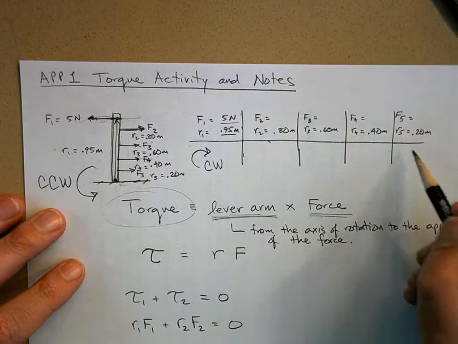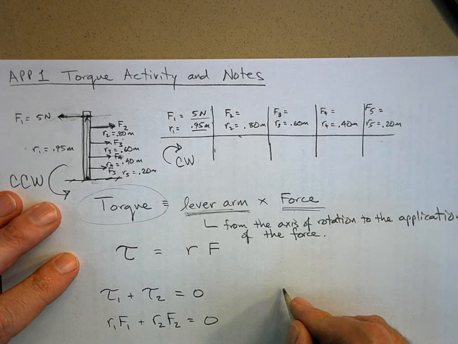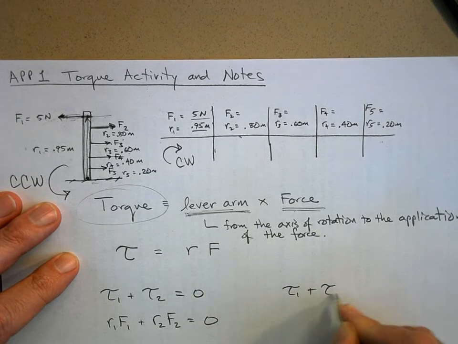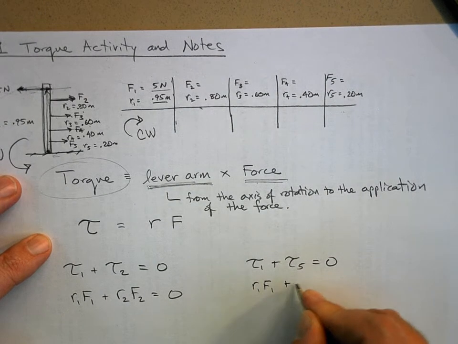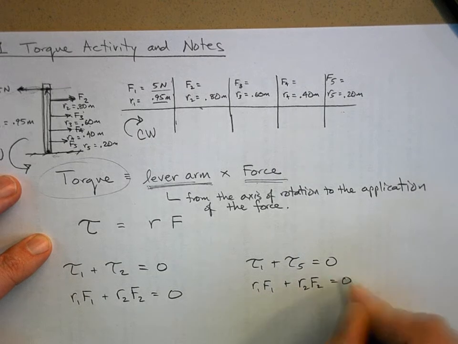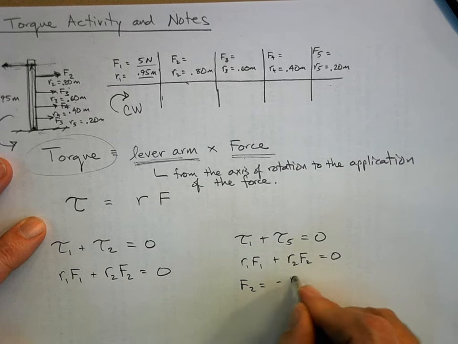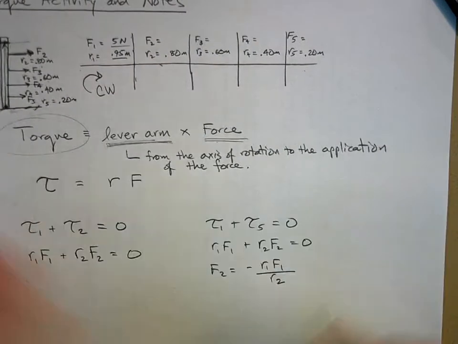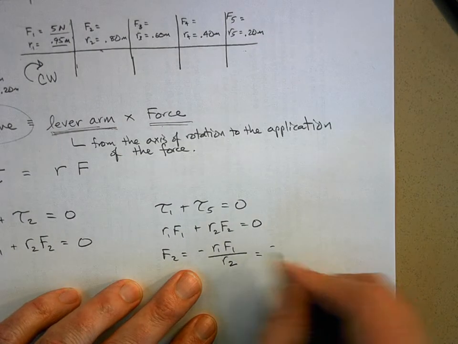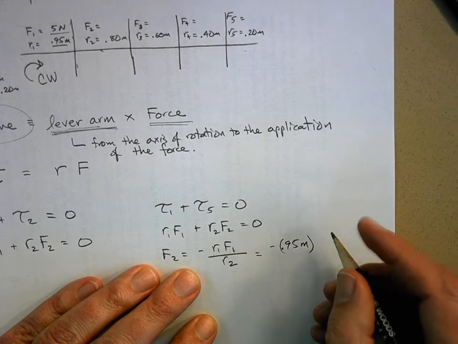Okay, now let's figure out what F5 should be, because we couldn't measure it. But we know that torque 1 plus torque 5 equals 0, because the stick wouldn't move. Well, this is R1 F1 plus R2 F2 equals 0. So let's solve for F2. F2 is equal to negative R1 F1 over R2. Okay, now let's plug in our values. This is 0.95 meters. F1 was what? 5 newtons.